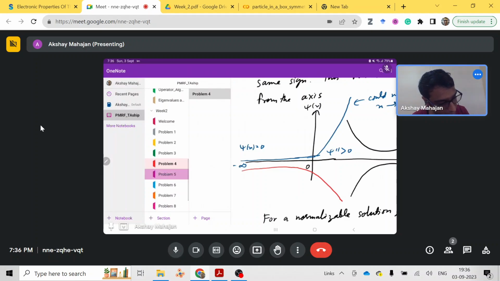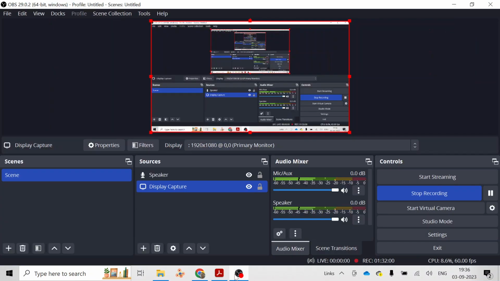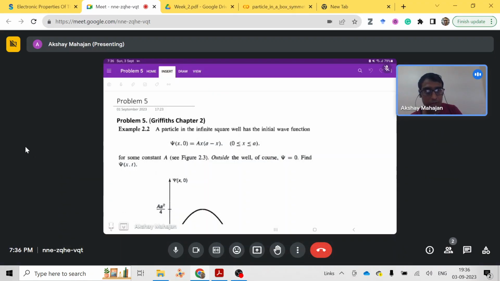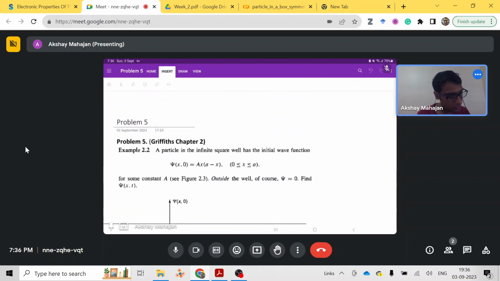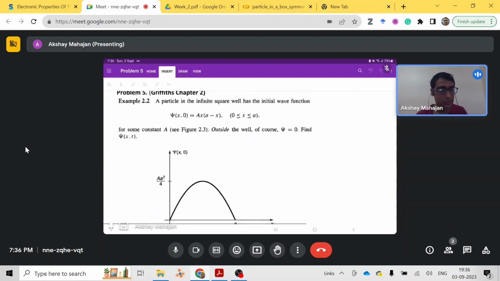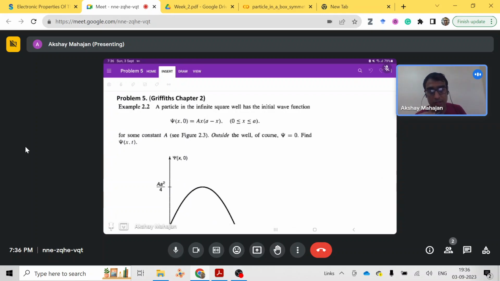Alright, so we only have about 30 minutes now. So let me just do a few questions, and then we will go to the infinite square well, symmetric potential first. Okay, this problem is from Griffiths.